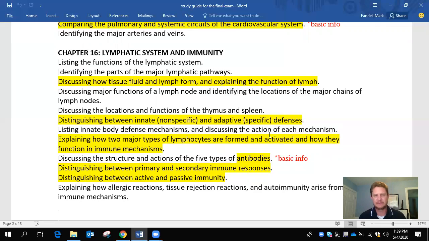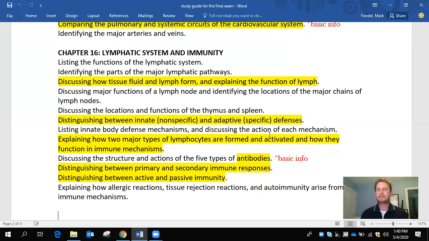Explain how the two major types of lymphocytes are formed and activated, and how they function in immune mechanisms. This is kind of a big one. T and B cells are both called lymphocytes, and both are formed from the red bone marrow, but the T cells leave early and mature in the thymus. B cells stay in the bone marrow and mature there. T cells are what we call cellular immunity, because they literally fight cell to cell, whereas B cells produce antibodies, and those antibodies flow through the plasma, tissue fluid, and lymph. So they use the fluid of the body, and the old school name for fluid of the body is humor. So B cells are considered the humoral defense.